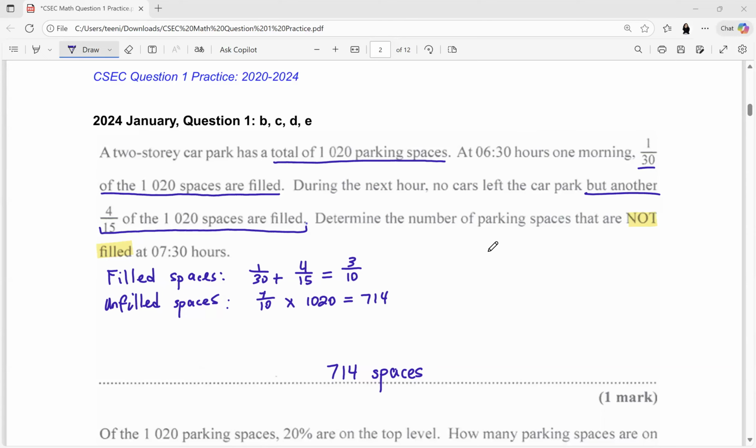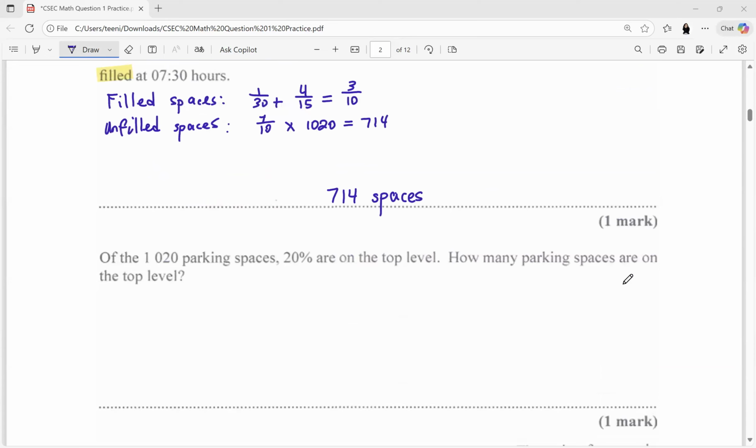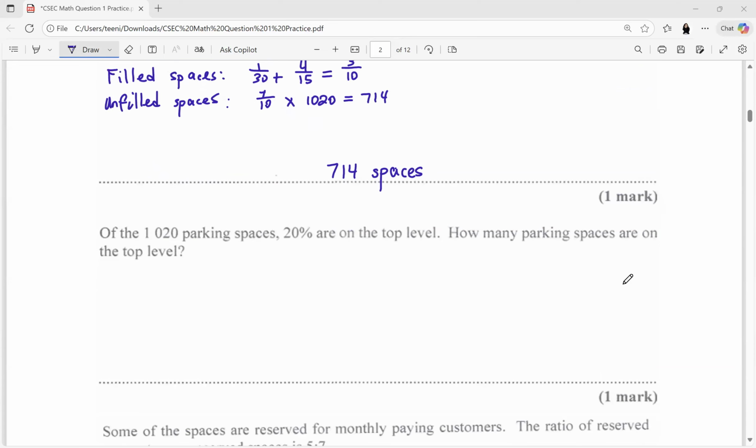Let's move on. Of the 1020 parking spaces, 20% are on the top level. How many parking spaces are on the top level? Easy question. 20% are on the top level. What will we have to do here, Janaya?